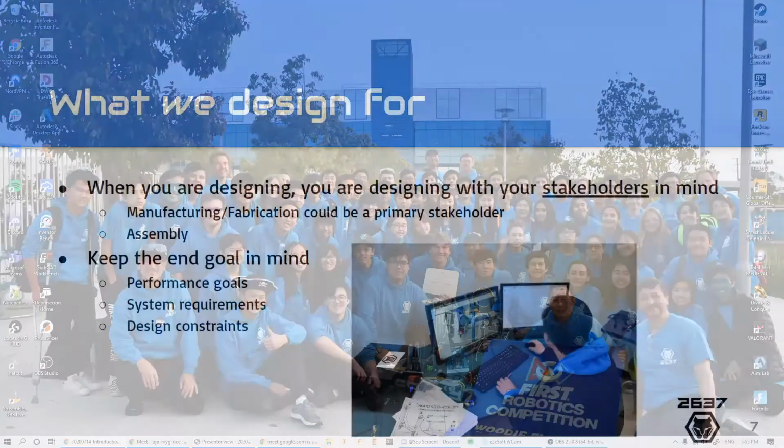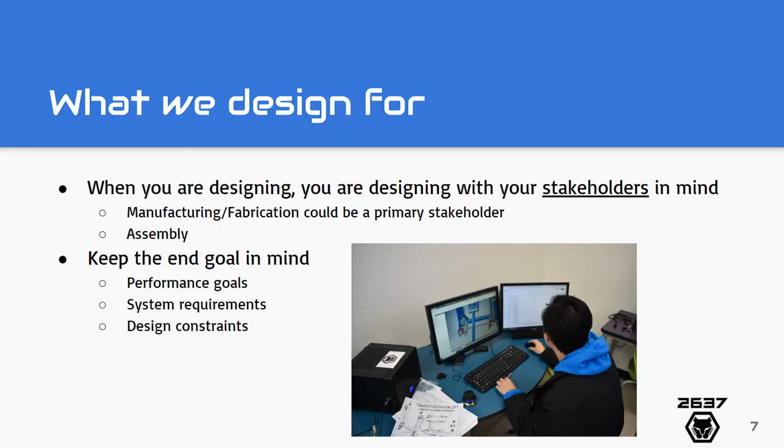So, what we design for. When you are designing, when you are CADing or just brainstorming, you have to design with the stakeholders in mind. A lot of the time it's the manufacturing and fabrication, which is the capabilities that you have at hand. If you have industrial-grade machines, they even have limits, and you have to design your system so that it can be manufactured. Another constraint can be time. You might be limited in time, and you might not be able to make your design as complicated or as fancy as you want, but you have to keep that in mind.